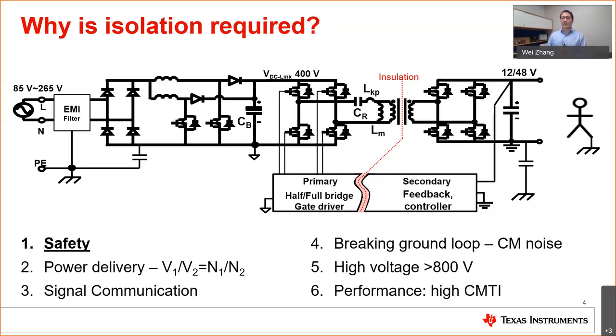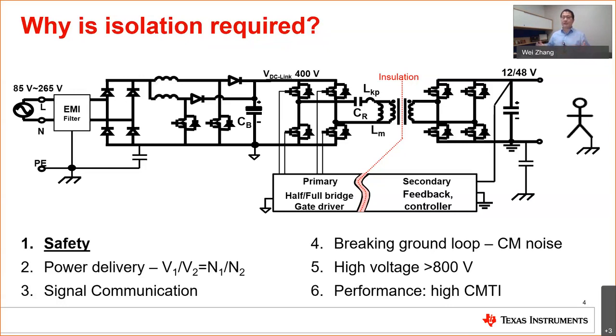The next one is performance: high CMTI. CMTI for non-isolated drivers is roughly less than 50 volts per nanosecond, but for isolated drivers, the majority of the drivers in our family are a minimum of 100 volts per nanosecond. And we are also working on the next generation, reaching 200 volts per nanosecond. This is a very significant improvement going from non-ISO to ISO for very high power density and high frequency applications. But nonetheless, of all these benefits, the first and most important one is safety.